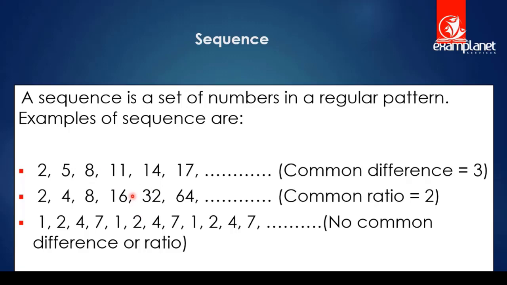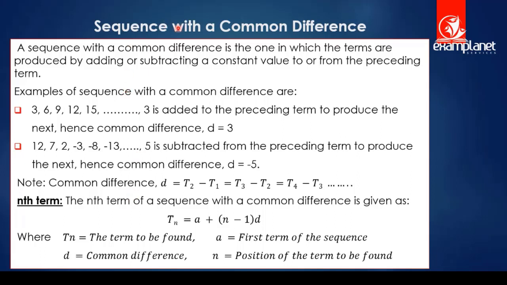Alright, now we have sequence with a common difference, just like we said in the first example. A sequence with a common difference is the one in which the terms are produced by adding or subtracting a constant value to or from the preceding term.